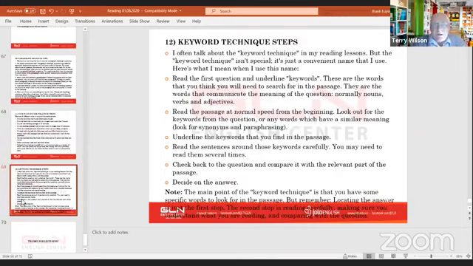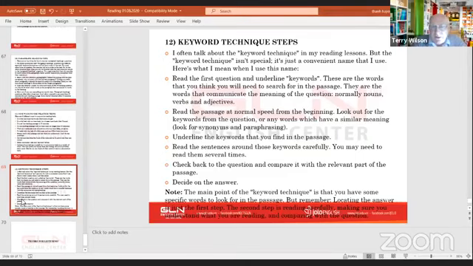And the last one, keyword technique. So what do I mean by keywords? Read the first question and underline the keywords. These are the words that you think you'll need to search for in the passage. They are the words that communicate the meaning of the question, normally nouns, verbs, and adjectives.